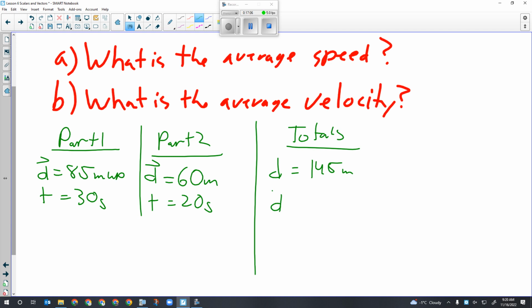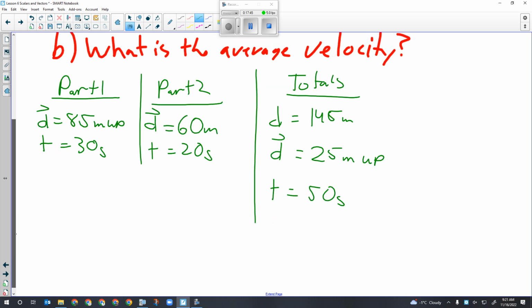My total displacement: I go 85 up and 60 down. What's my total displacement? 25 meters up, right? Sorry, I just thought about how confusing that sign was. Maybe you thought I meant a bigger number. Yeah, direction up. You got it though. Time. What do I do with the times? Just add them together, right? 50 seconds.